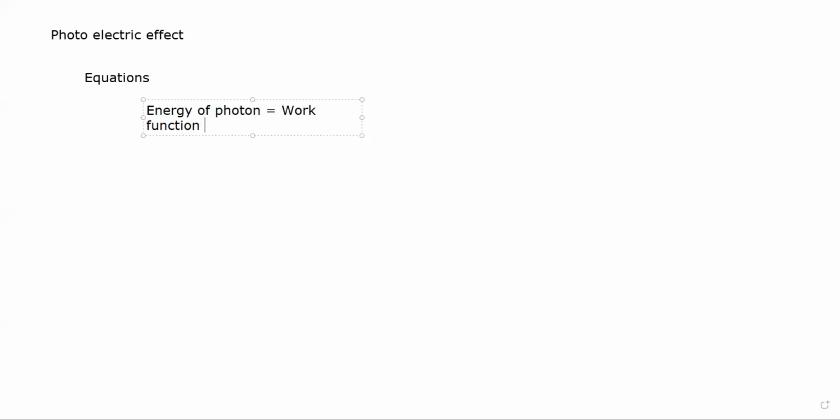So the photoelectric effect, first the equation: the energy of the incident photon is equal to the work function plus the kinetic energy of the electron.